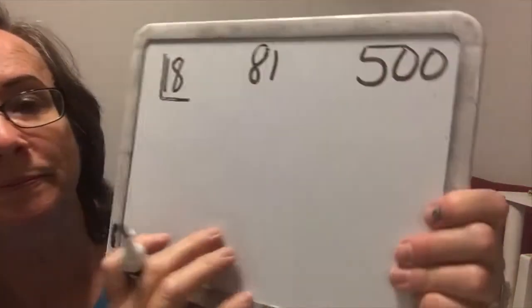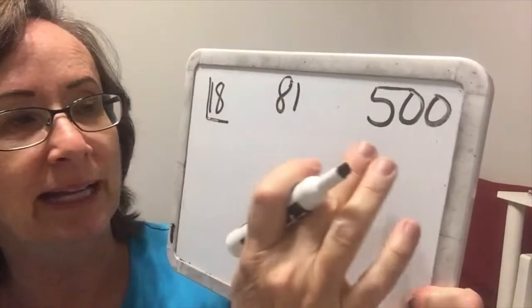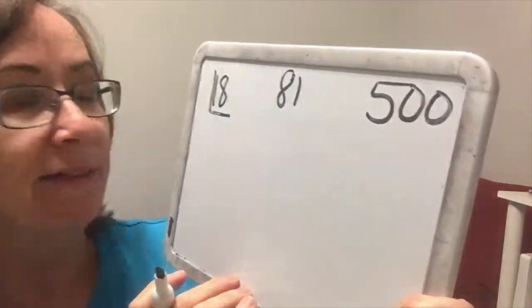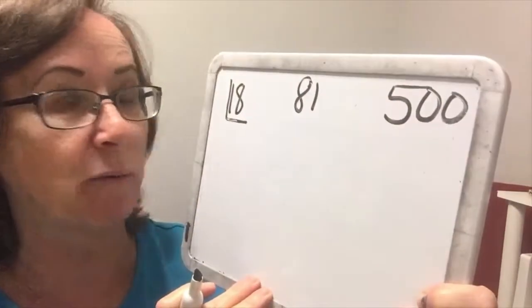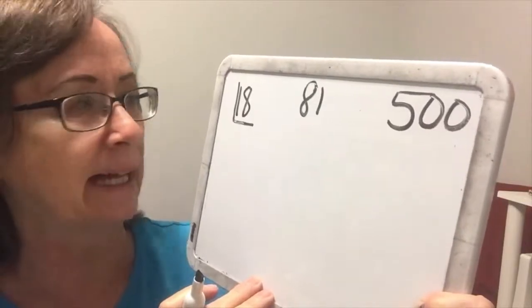Okay, so now let's do another example. And now we have some bigger numbers, 18, 81, and 500. So now we're going to factor these numbers. And when I factor them, I want to prime factor them. I want to get them down as low as I can.